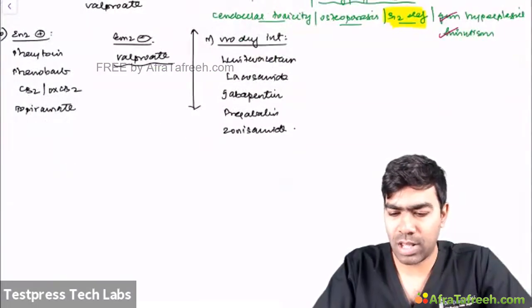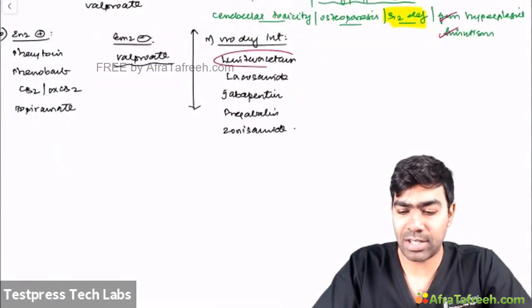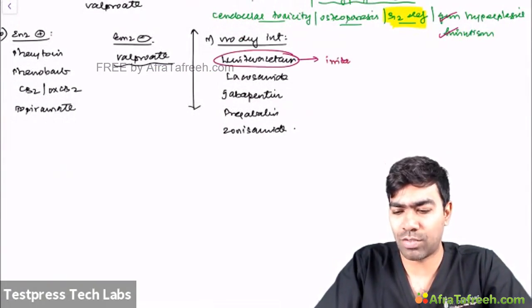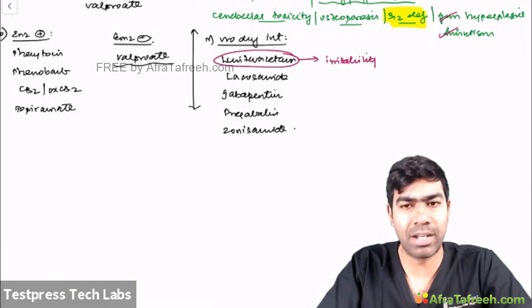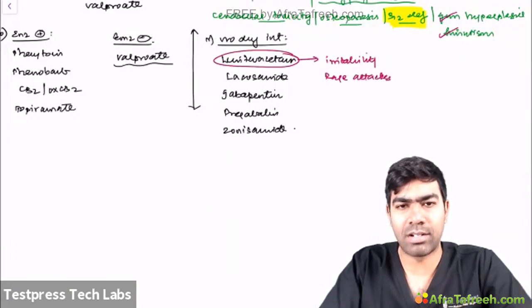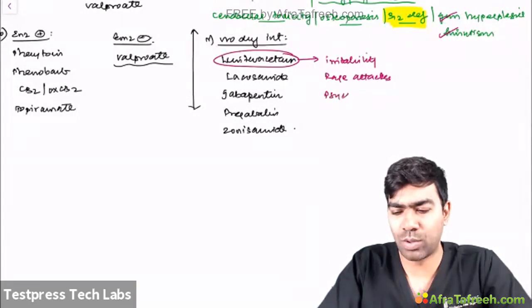And what are the other drugs that are important? As far as levetiracetam is concerned, as I told you, it can produce a sort of psychosis and depression. That's very important. Irritability, rage attacks, anger attacks. Then they can cause psychosis, suicidal ideation. So more of psychiatric side effects.